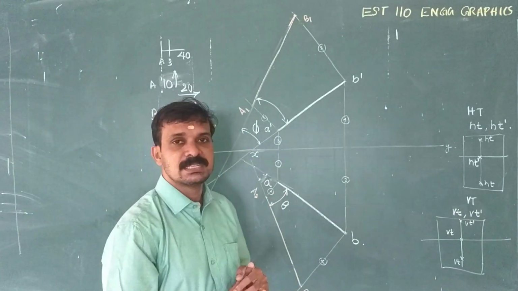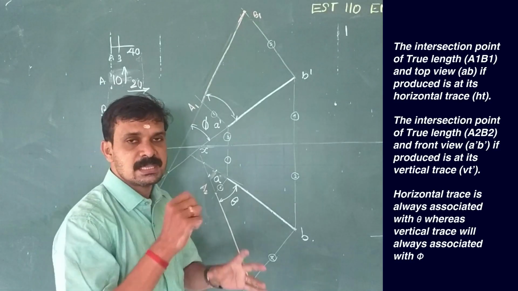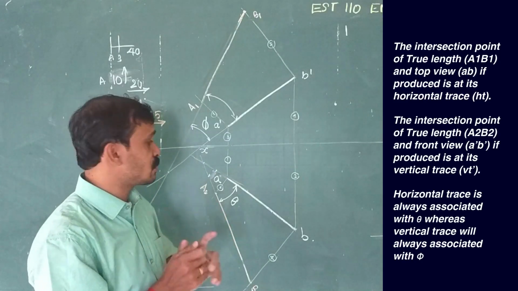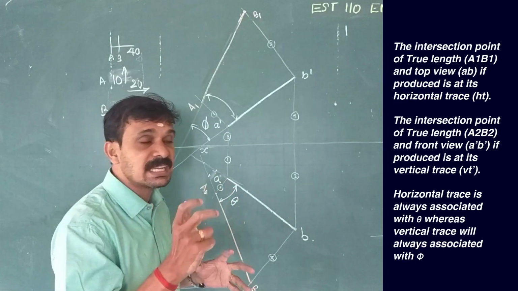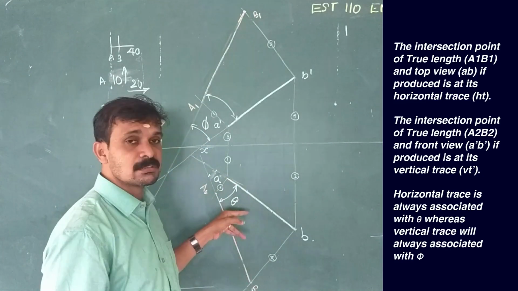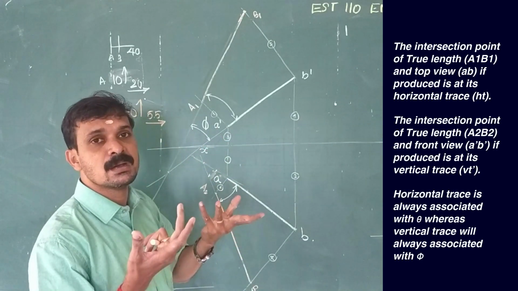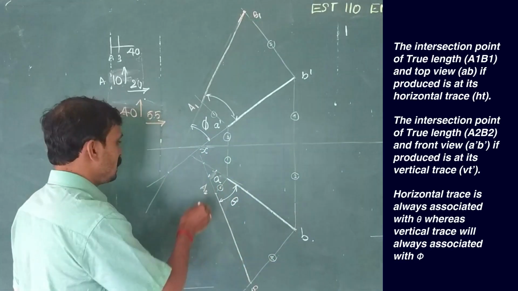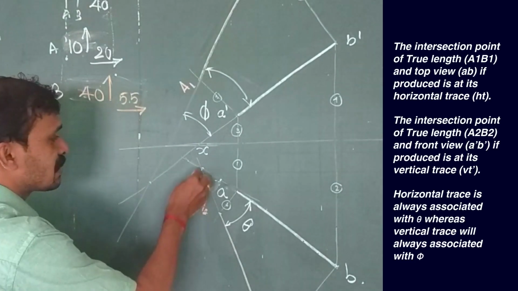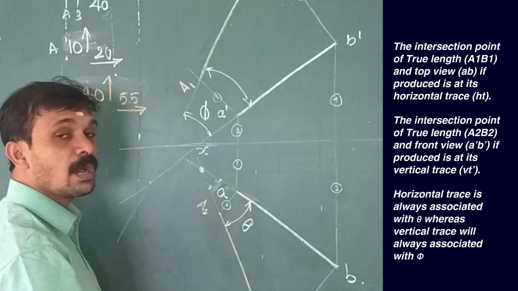Now we have to locate the traces also using the trapezoidal method. It is very easy. The rule is that horizontal trace will always be associated with theta, and vertical trace will always be associated with phi. See, we have obtained an intersection point here. That point will be the horizontal trace.